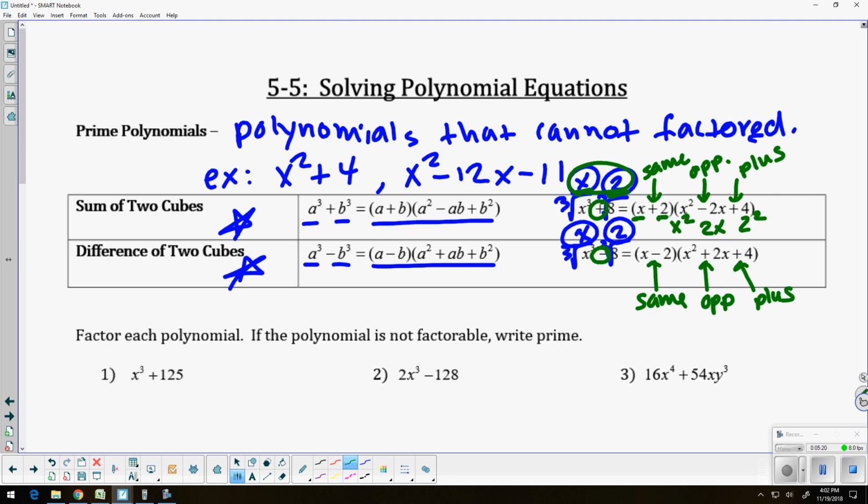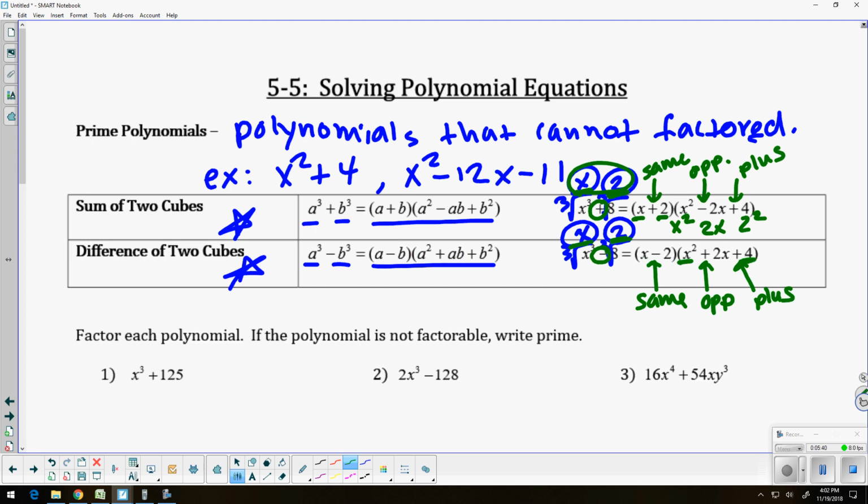And then just filling everything out, the binomial is simply x minus 2. Trinomial, first term, which is x squared, so that's where the x squared comes from. 4 in the back is the last term, which is 2 squared, and then just multiplying 2 times x for the middle, so 2x.